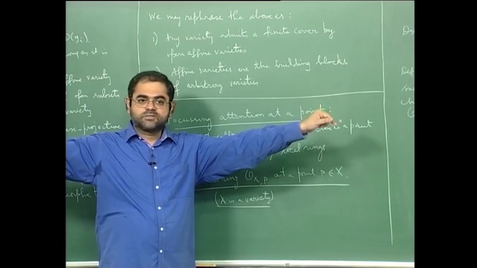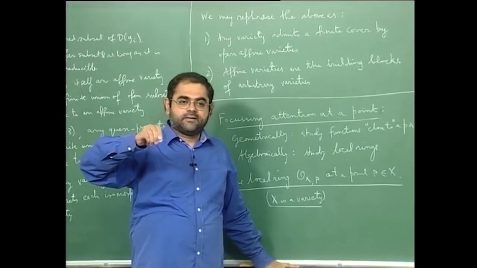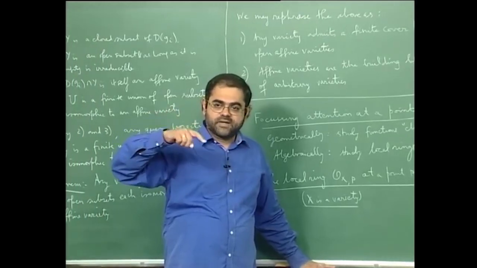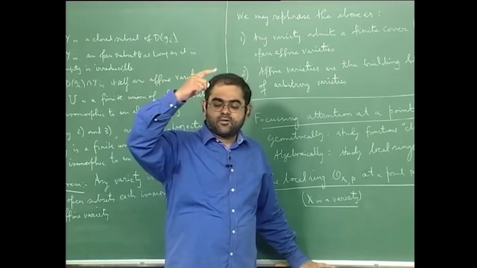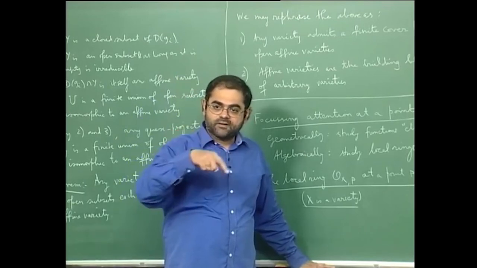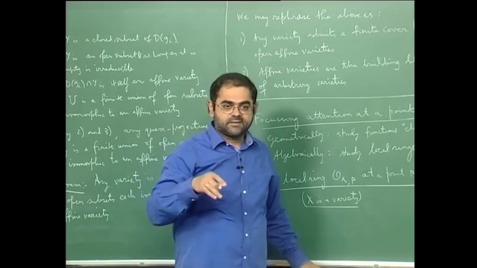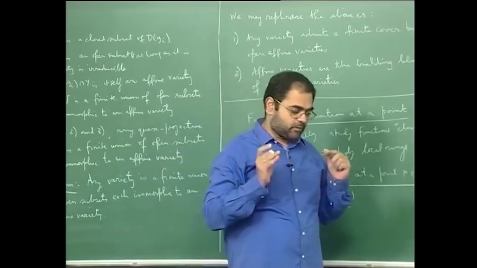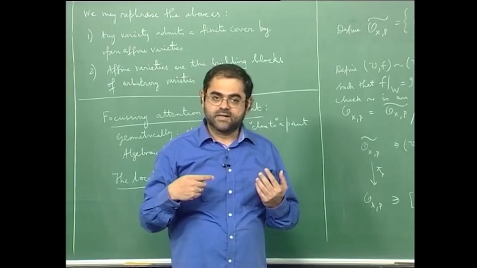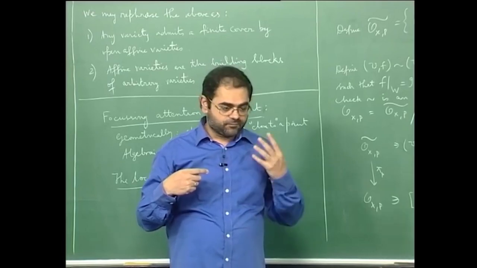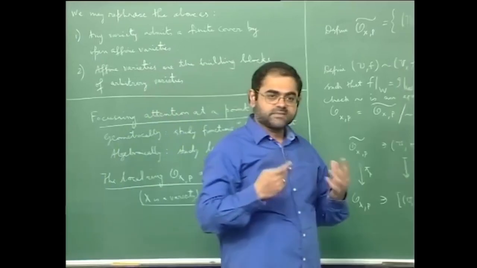So the moral of the story is that if you want to work with the local ring at a point of a variety, you know already that the point can be surrounded by an affine open, because any variety can be covered by finitely many affine opens, and therefore the local ring of the variety at that point is the same as the local ring of the open affine subvariety at that point. But when you look at the local ring of an affine variety at a point, there is a precise commutative algebraic expression, namely the localization of the affine coordinate ring at the maximal ideal corresponding to that point. So all this helps us to reduce the study of local properties to the study of local rings of affine coordinate rings. Okay, so that's the importance.